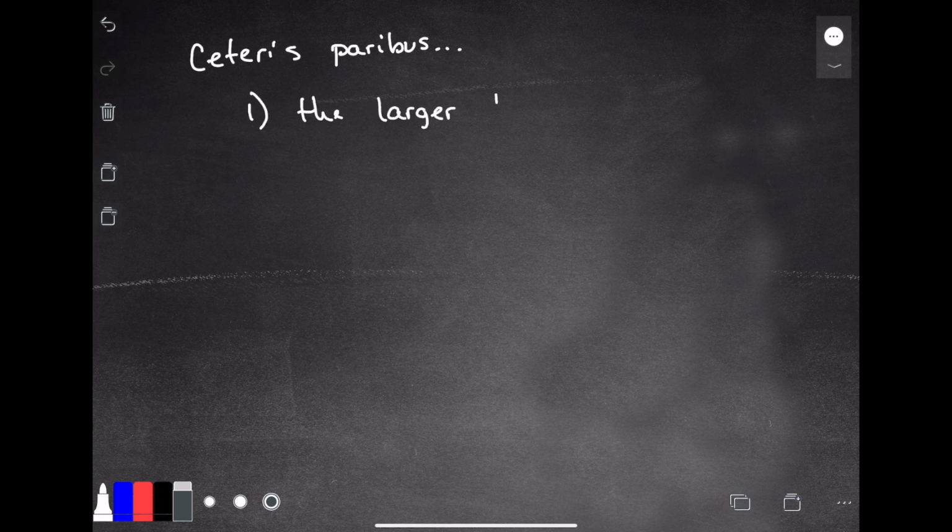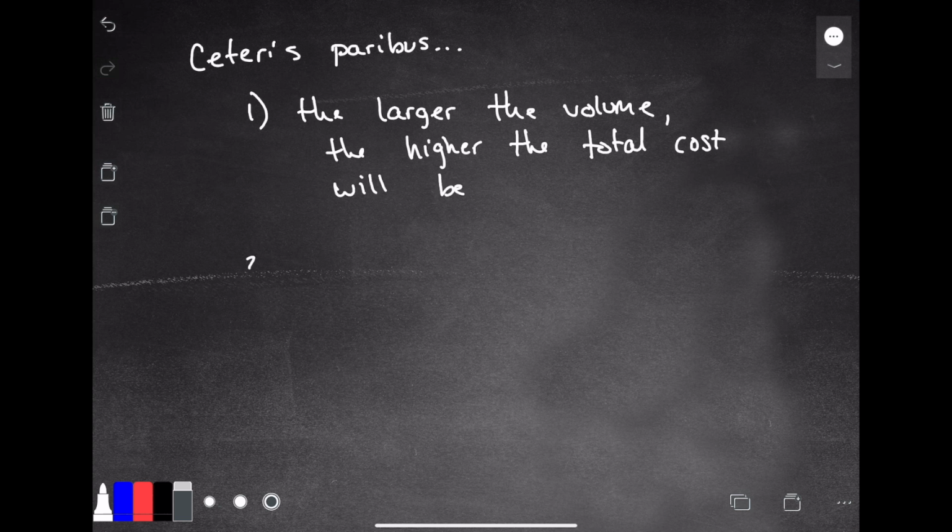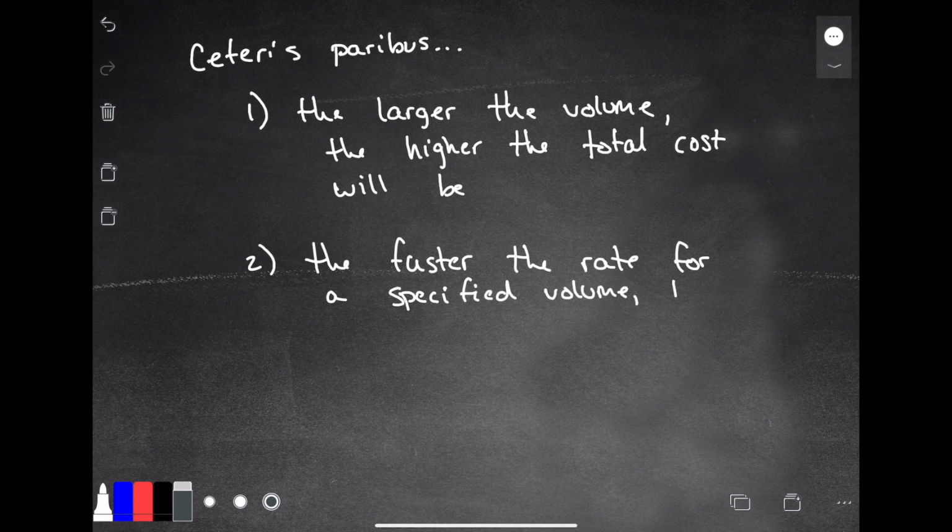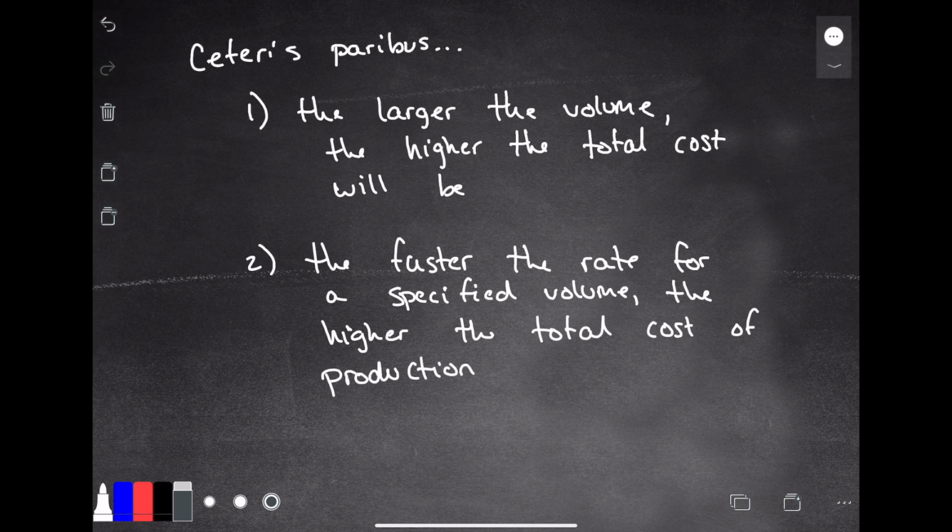Now, there are a couple of things to keep in mind, right? So, ceteris paribus, which is just our fancy way of saying all else being equal. First, the larger the volume, the higher the total cost will be. And second, the faster the rate, for a specified volume, I should say, the higher the total cost of producing for that volume.